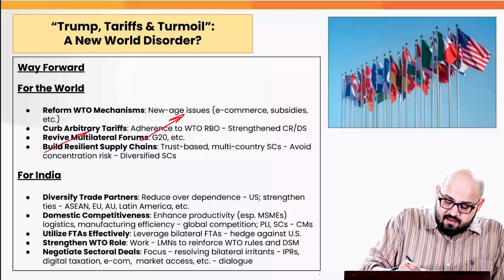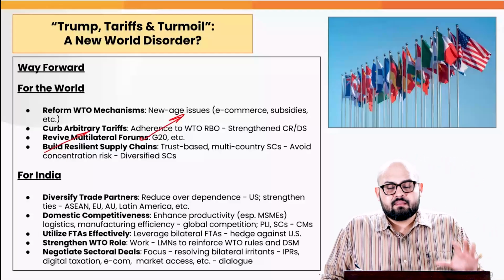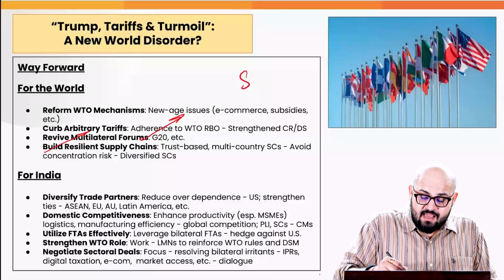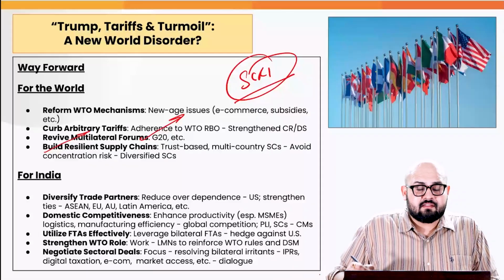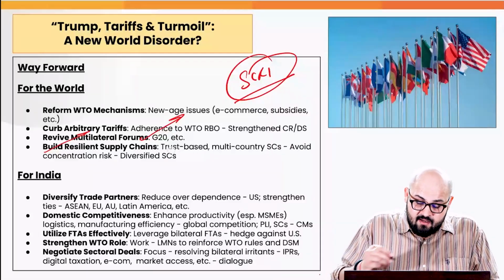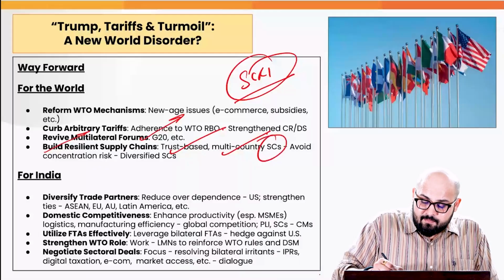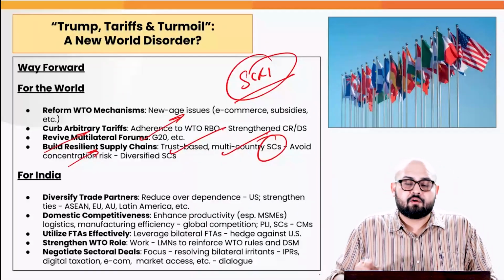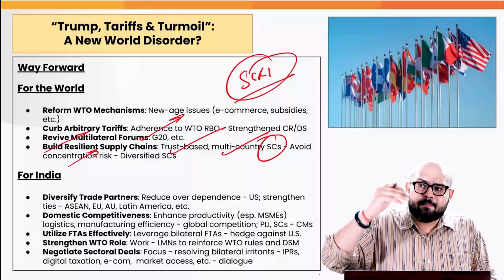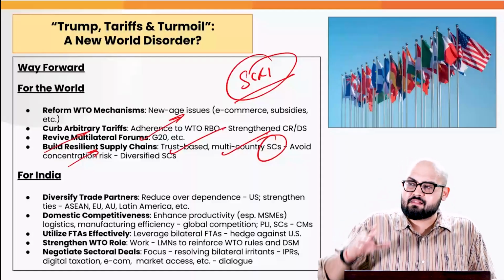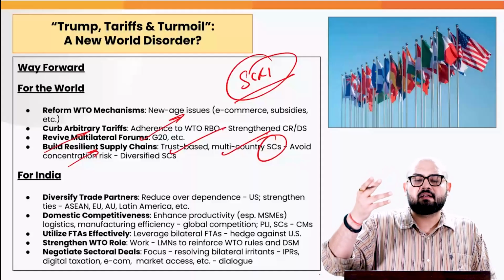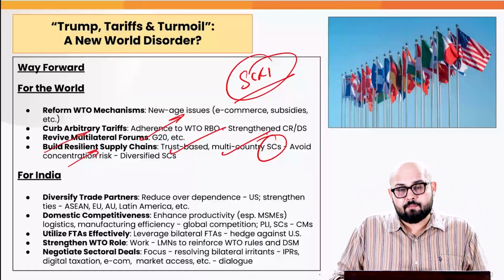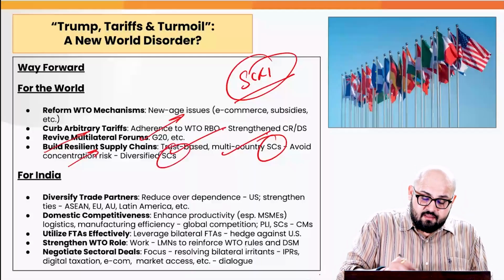Next is build resilient supply chains. This is very important. For example, India came up in a partnership, what we call SCRI, the Supply Chain Resilience Initiative. We need to focus upon that. Trust-based multi-country supply chains. And again, we should avoid the concentration risks. What we are saying is we should not be overly dependent upon a few countries. Let's say China, right? India is overly dependent on China for some of the very important critical imports. So that should not be there. We should diversify the supply chains.